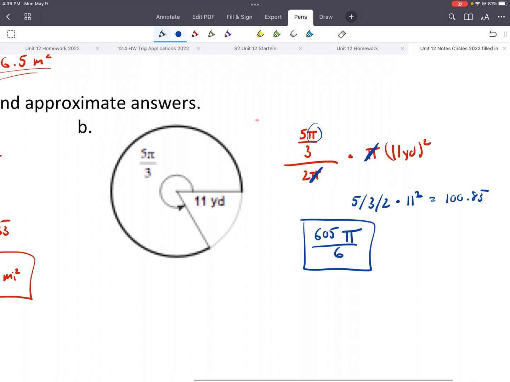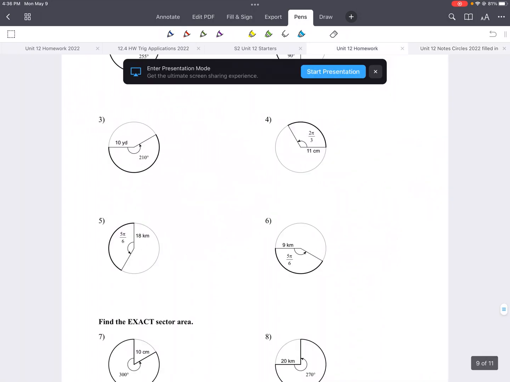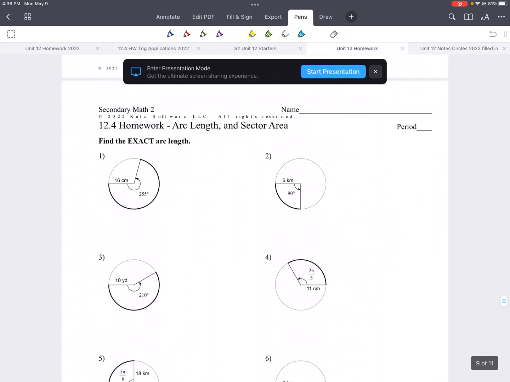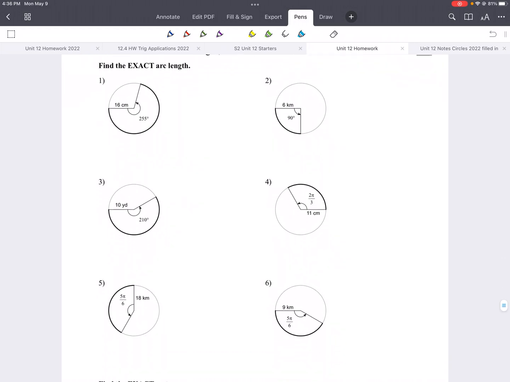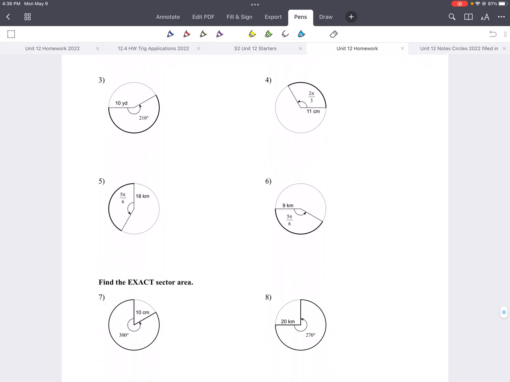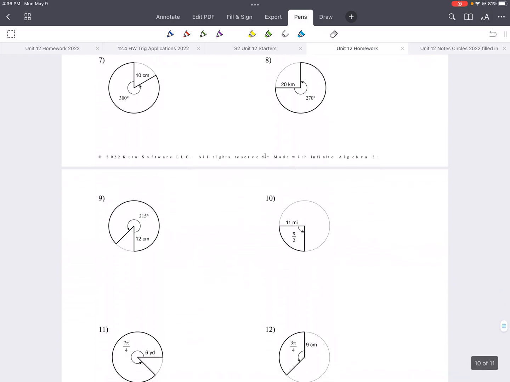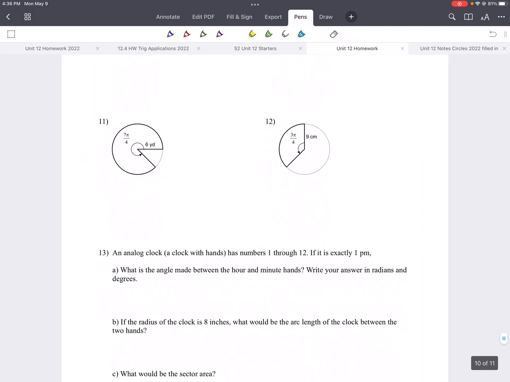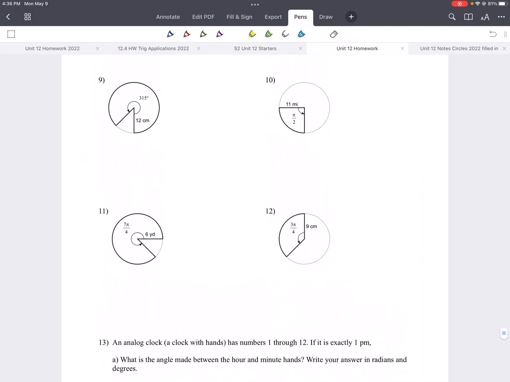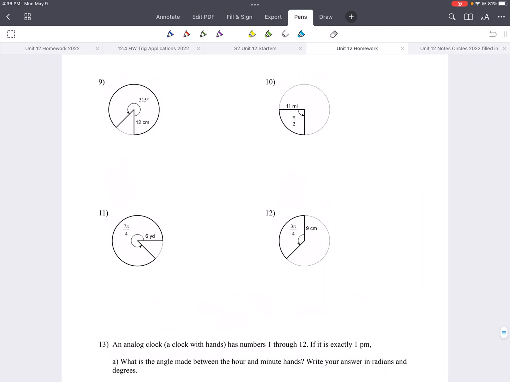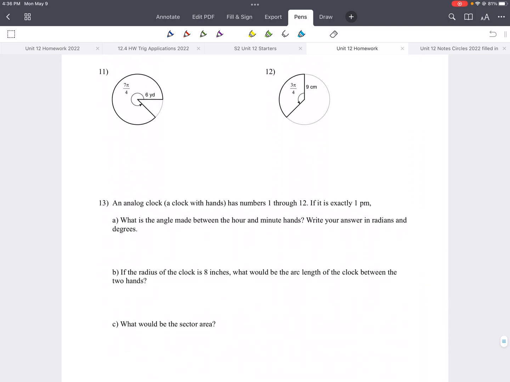Let me know if you have any questions. I think that's about it. We could look at our homework. So this is our homework. Make sure that you're answering your questions with exact answers. So I think for all of your answers, you don't need to come up with the approximate. Okay? And then just because I want you to have a good example of them, if you have questions, please let me know.